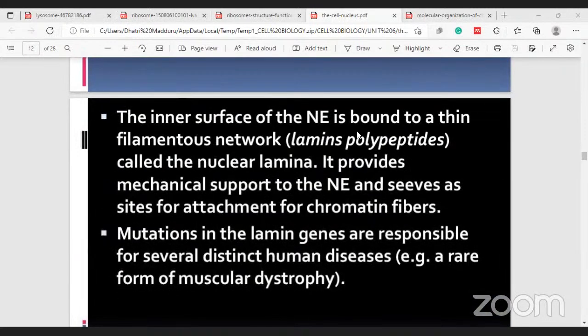The inner surface of the nuclear envelope is bound to a thin filamentous network called lamin polypeptides, or the nuclear lamina. This nuclear lamina provides mechanical support to the nuclear envelope and helps in the attachment of chromatin fibers. If there is any mutation in the genes coding for these lamins, various diseases can occur, like muscular dystrophy.